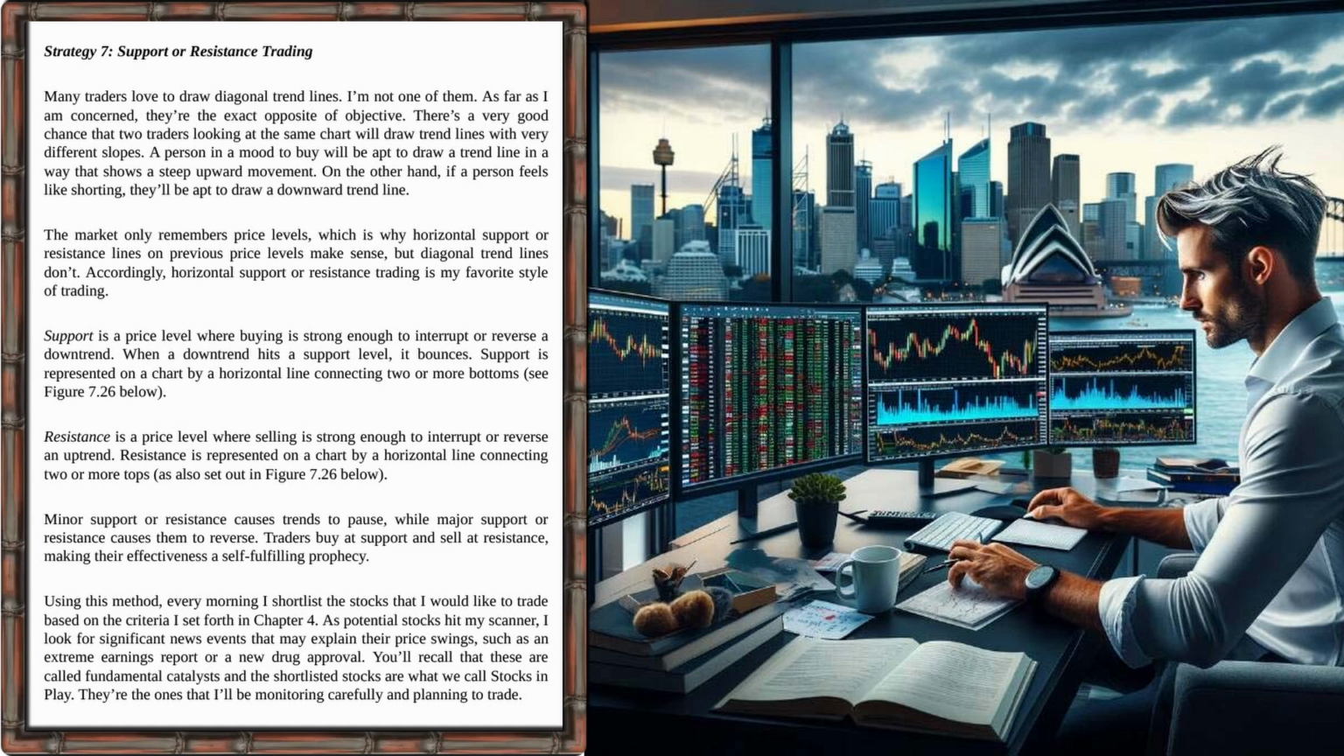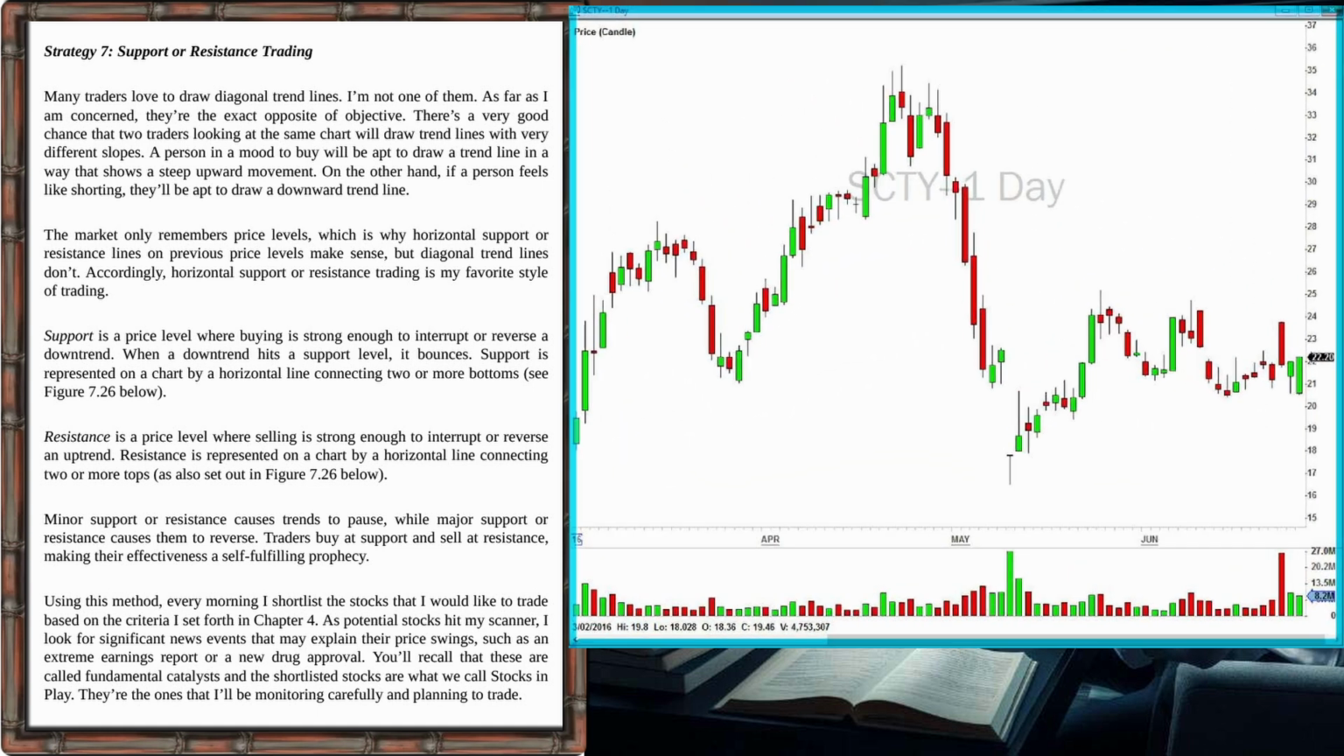Support is a price level where buying is strong enough to interrupt or reverse a downtrend. When a downtrend hits a support level, it bounces. Support is represented on a chart by a horizontal line connecting two or more bottoms. See Figure 7.26 below. Resistance is a price level where selling is strong enough to interrupt or reverse an uptrend. Resistance is represented on a chart by a horizontal line connecting two or more tops, as also set out in Figure 7.26 below. Minor support or resistance causes trends to pause, while major support or resistance causes them to reverse. Traders buy at support and sell at resistance, making their effectiveness a self-fulfilling prophecy.